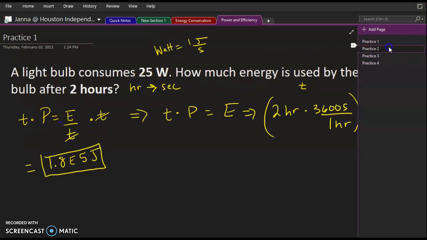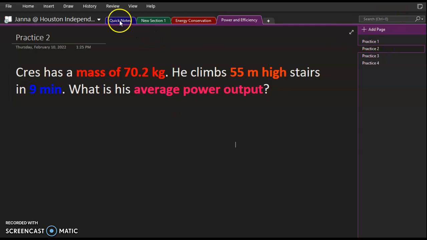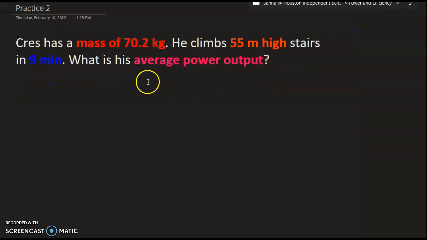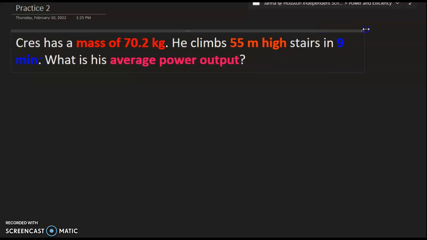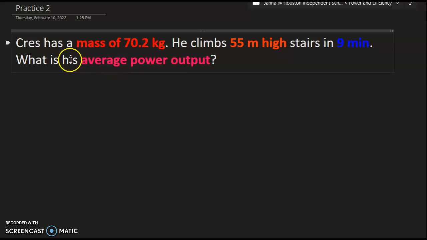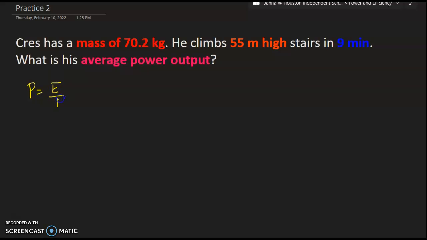Next question, practice 2. Cress has a mass of 70.2 kilograms. He climbs a 55 meter high set of stairs in 9 minutes. What is his average power output? Power equals energy divided by time. In this case, the energy is the work he does. So this will be the work in climbing the stairs divided by time.